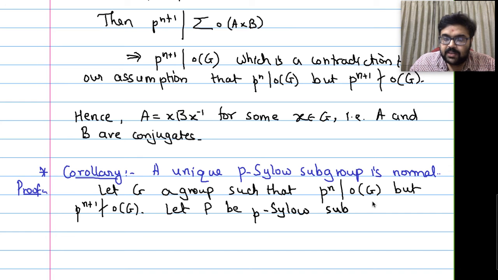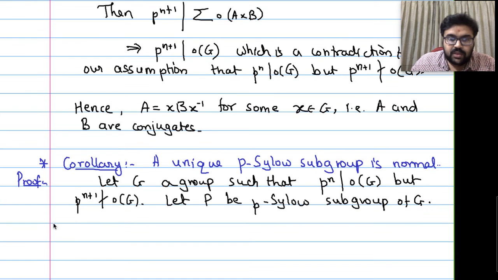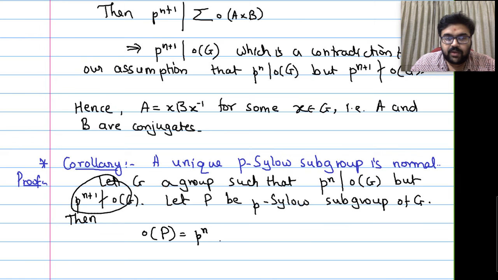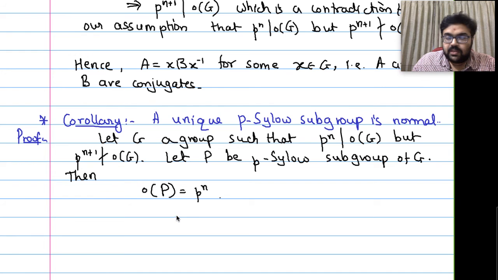What is a p-Sylow subgroup? Highest prime power. So P is a p-Sylow subgroup of G. Then what is the order of P? Then we know the order of P is p power n. The highest power, n plus 1, will not divide. So the highest is n.